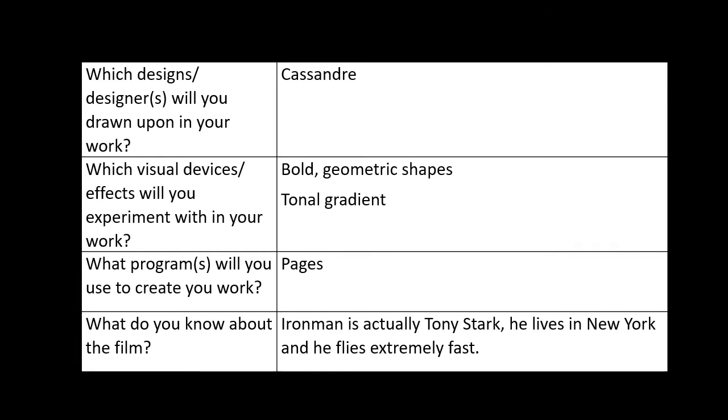And this is the bottom half of the design brief. Now, for you guys, I filled out the top three questions for you because you know that we're going to take inspiration from Cassandre. We also, from all your research and analysis, know that Cassandre uses bold geometric shapes and he uses tonal gradients in his work. He also uses limited colours as well. We're going to use Pages, and you've already had a practice at using Pages and using bold geometric shapes and tonal gradients in Pages, so you all know what you're doing there.